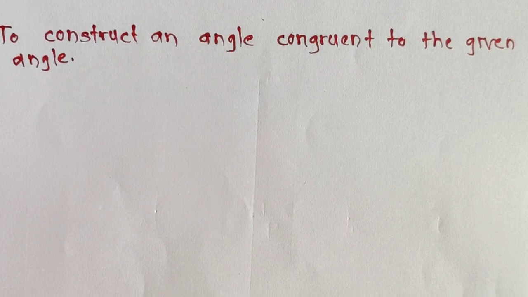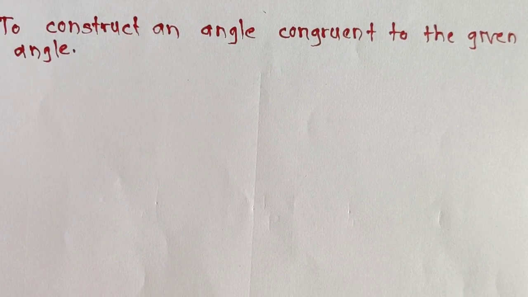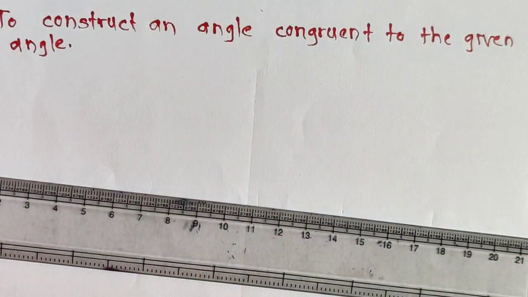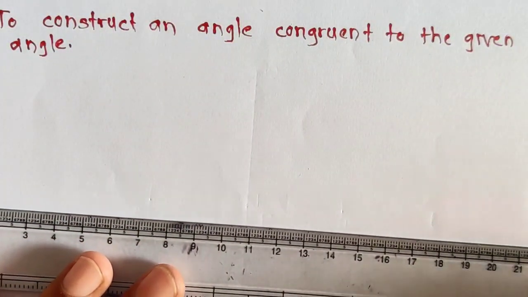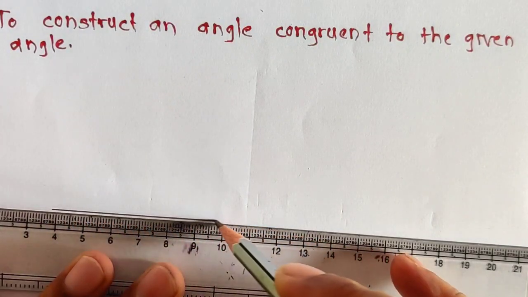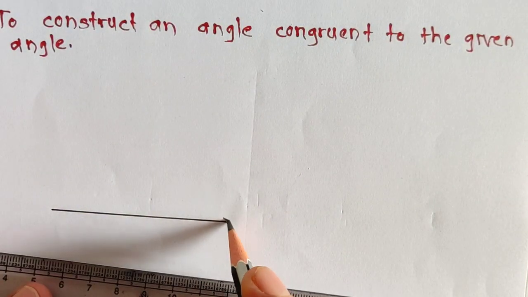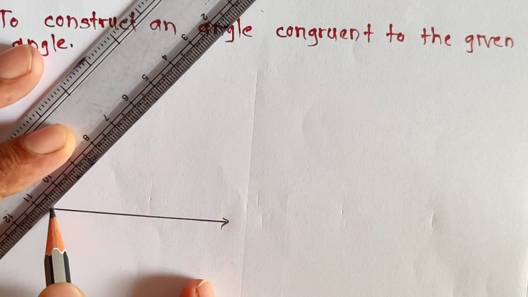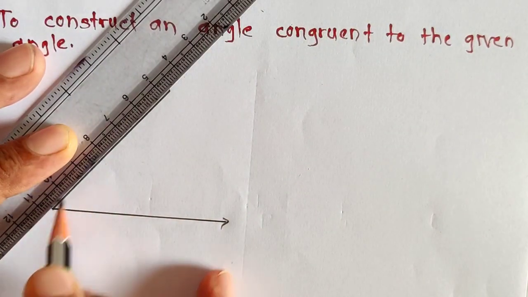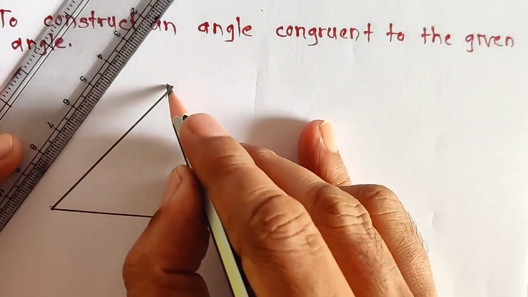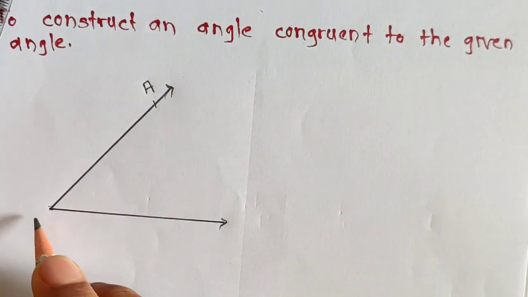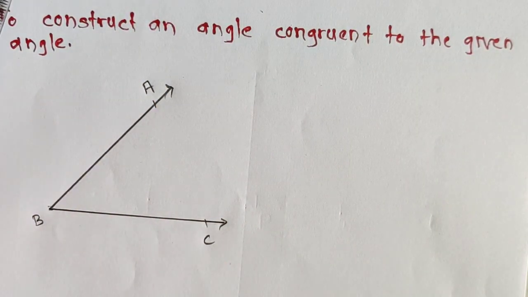To construct an angle congruent to a given angle without measuring that angle using protractor. You can measure using protractor. Suppose here one of the angles is given, we don't know the measurement of that angle. So here this is angle ABC of any measure. We don't know the measurement of angle ABC. Because if we know the measurement, directly we can draw another angle using protractor. So here ABC is the given angle.